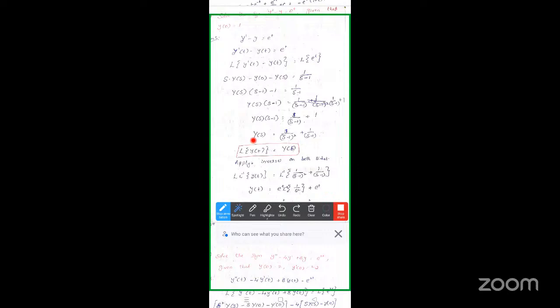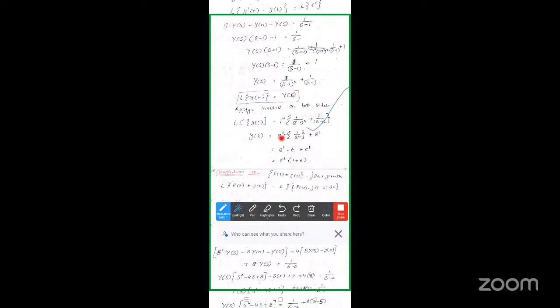Next, after simplification, we can apply the inverse Laplace transform to this equation. L inverse of y of s is y of t. So y of t is equal to L inverse of 1 by s minus 1 whole square plus 1 by s minus 1. By using the first shifting theorem, e power t into L inverse of 1 by s square, plus, using the direct formula, e power at is equal to L inverse of 1 by s minus a. Using this formula, we get e power t.